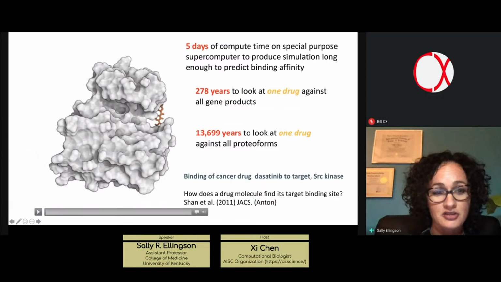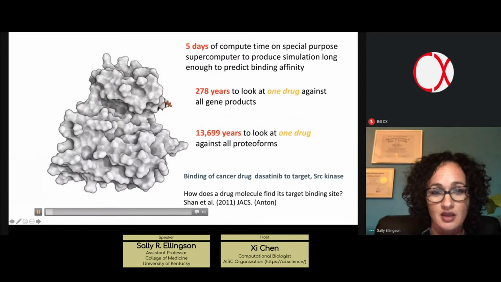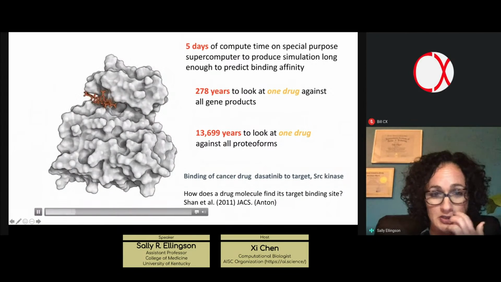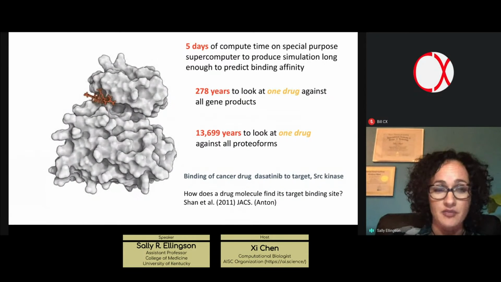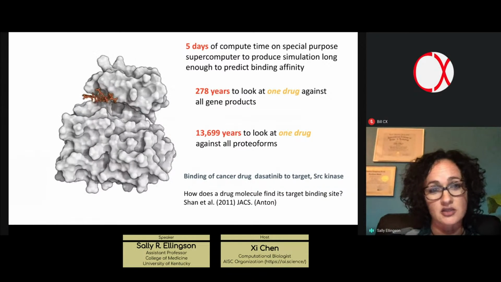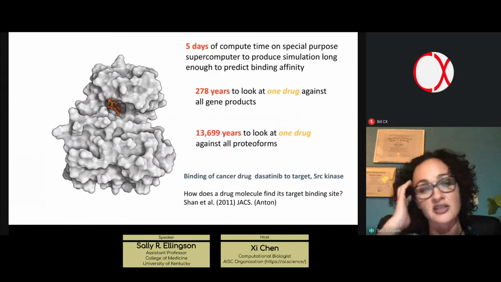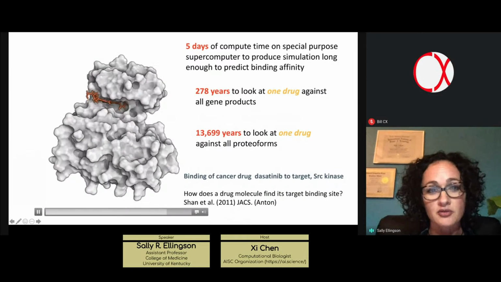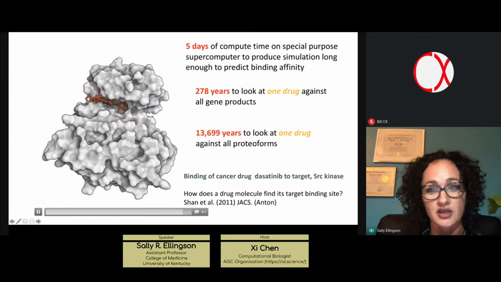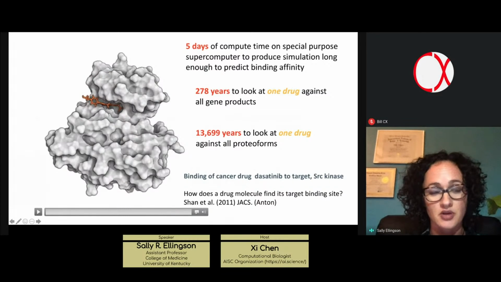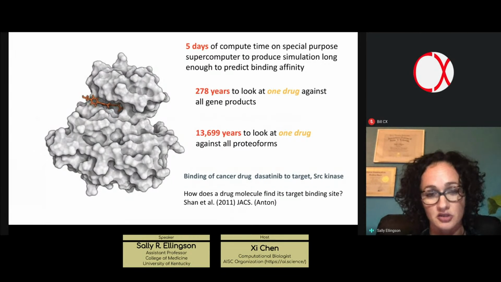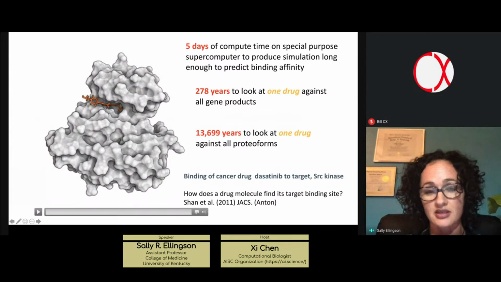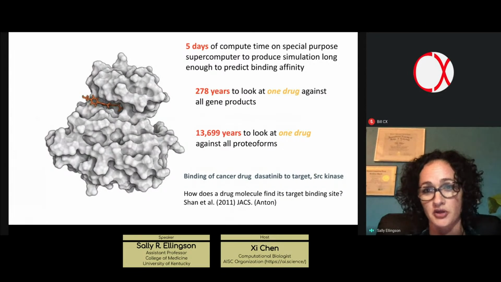And then to do it computationally, this movie right here shows molecular dynamics that was done on a special purpose supercomputer that's designed just to do these calculations so they do them more efficiently. But it's unable to do a simulation long enough to get the kinetics to predict binding affinity, which usually takes some time. And in this, they took about 5 days of compute time on a special purpose supercomputer.